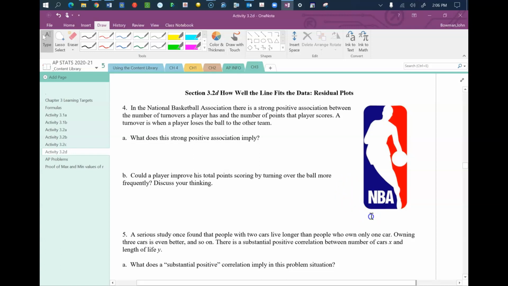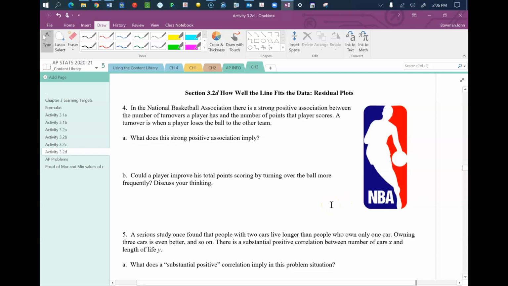In another example, a study found that people with 2 cars live longer than people who only own 1 car. Owning 3 cars was even better, and so on. So there is a significant positive association or correlation between the number of cars and the length of somebody's life.